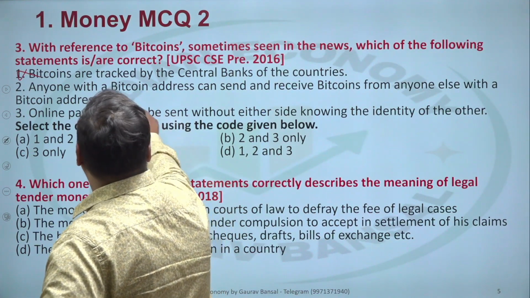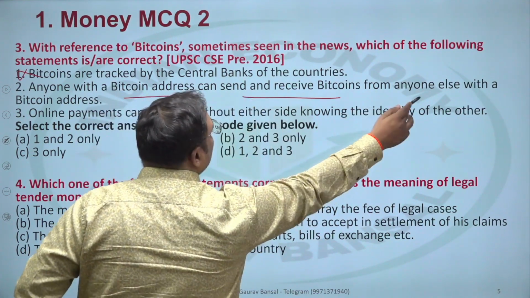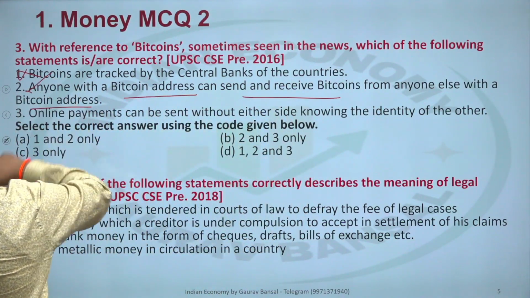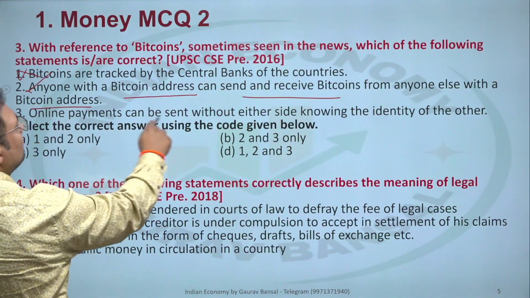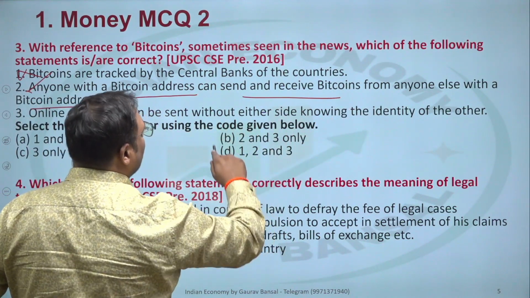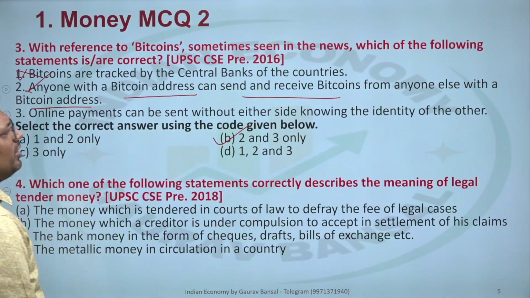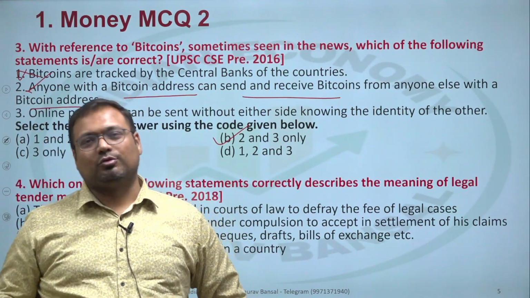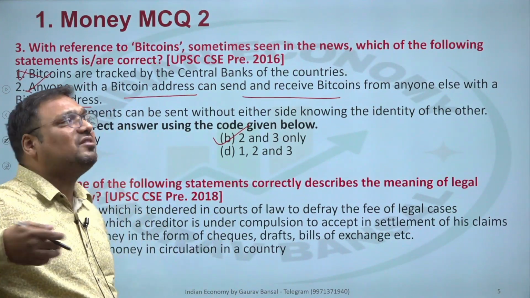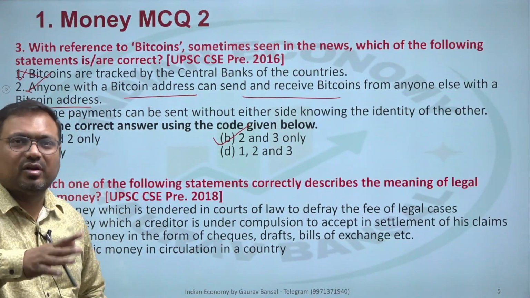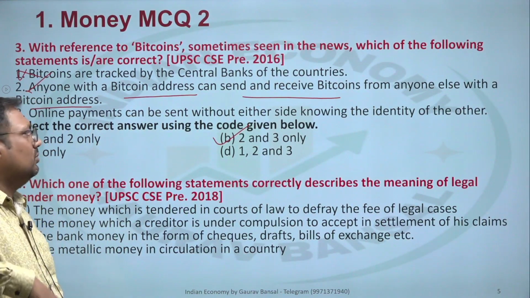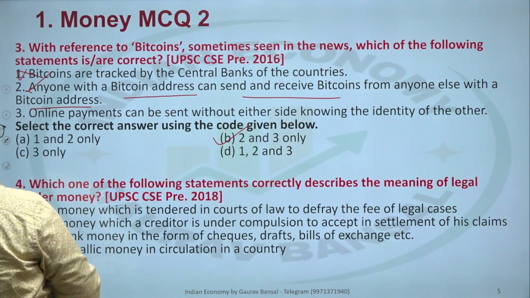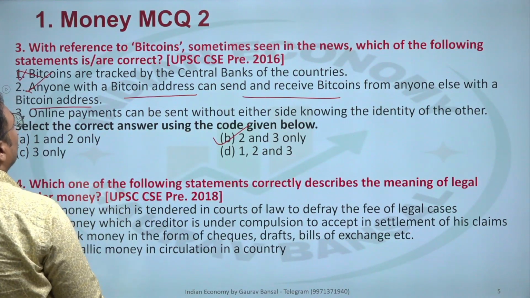Anyone with a Bitcoin address can send and receive Bitcoin from anyone else with a Bitcoin address. That is correct. Third, online payment can be sent without either side knowing the identity of the other. That is why Bitcoin is used for ransom. Bitcoin is also used in ransom, that is why it is used for ransom activities by smugglers, criminals, terrorists. So the answer is 2 and 3.